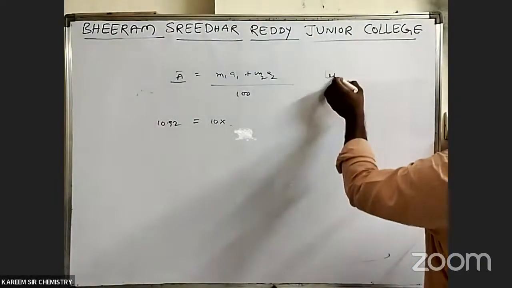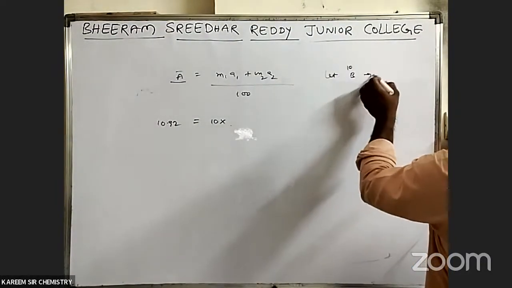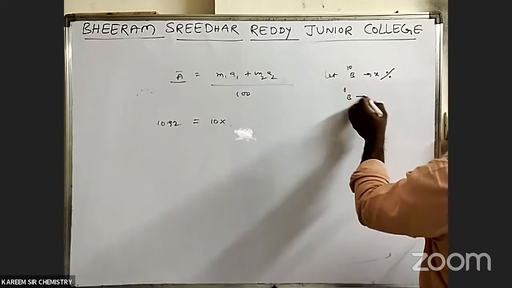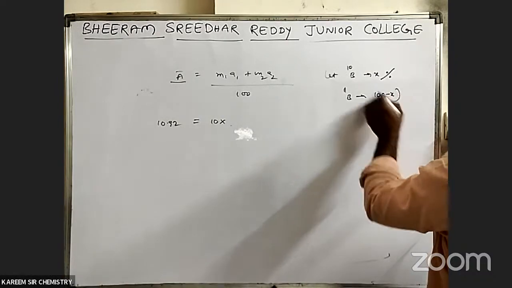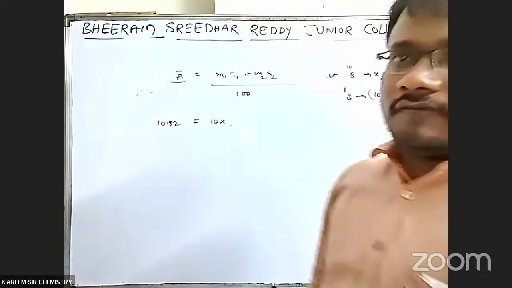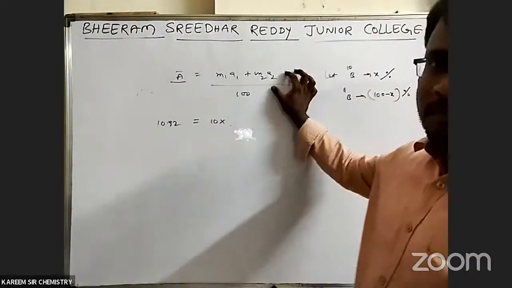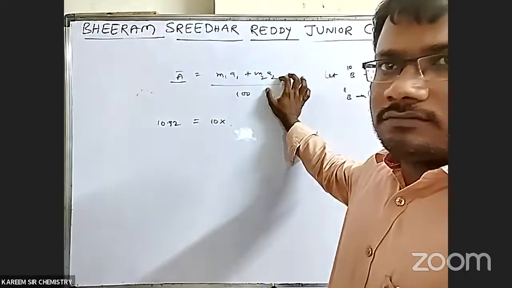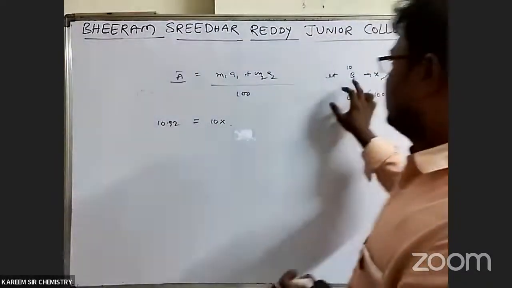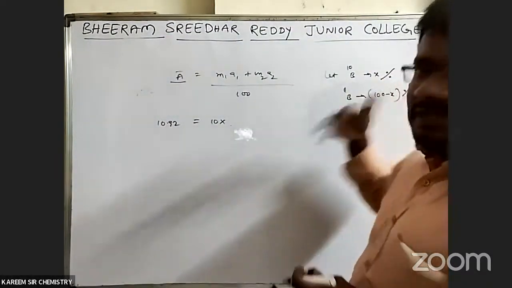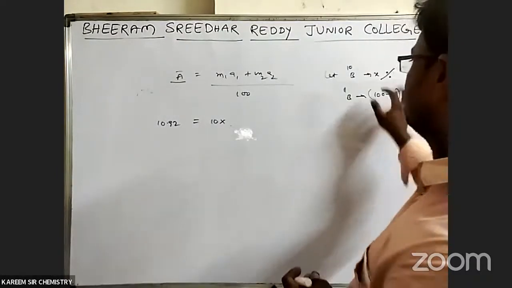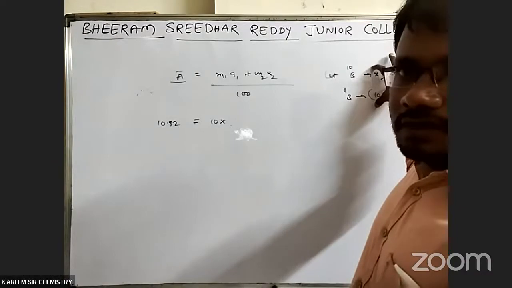So let B10 be X percent and then B11 is 100 minus X percent. We should calculate the value of X. Why? Because we don't know what percentage they are available in. Average atomic mass is given, so find out the percentage. Here I am taking B10 as X percent, and automatically B11 is 100 minus X, because the total percentage should be equal to 100.